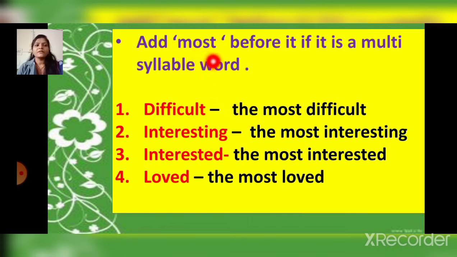Add most before it if it is a multi-syllable word. So students, if there is a multi-syllable word, we are using most. For example, difficult, the most difficult. Interesting, the most interesting. Interested, the most interested. Loved, the most loved. So here in comparative degree we are using er and more. And in superlative degree we are using est and most.